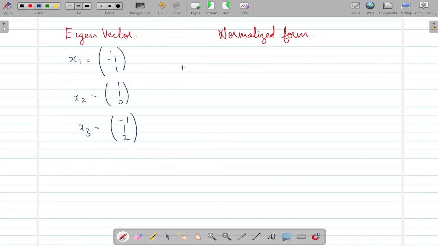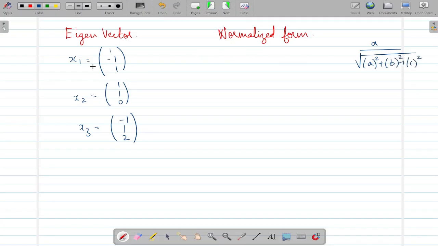So before that you need to know what is normalization. In orthogonal diagonalization we must use orthogonal eigenvectors. So each eigenvector has to be normalized, then it is called normalized form. Normalized form is nothing but you take an element, then divide by the square root of the sum of squares of each element. So let me explain. You take an element then divide by the square root of a square plus b square plus c square.